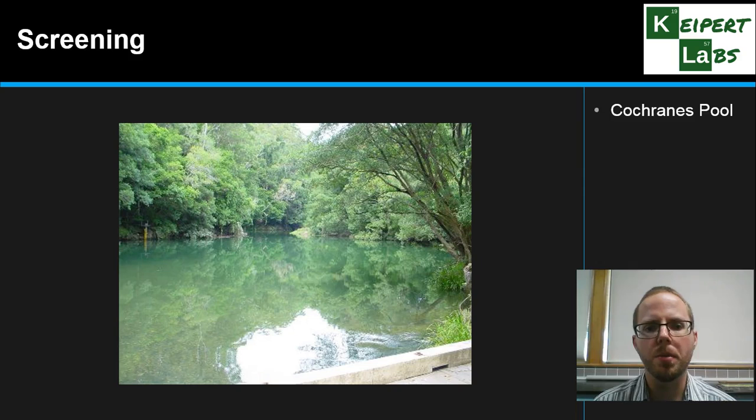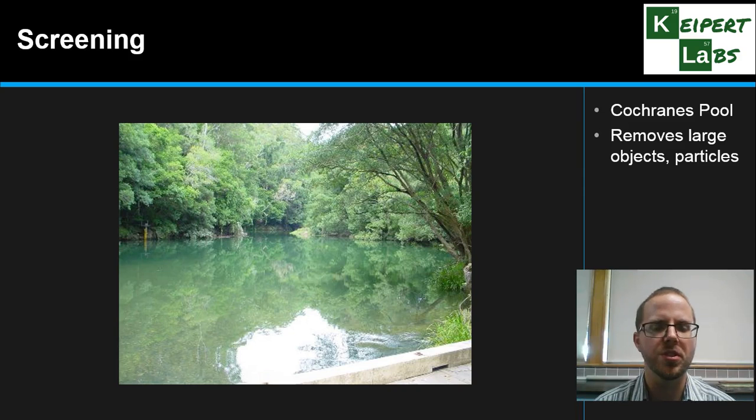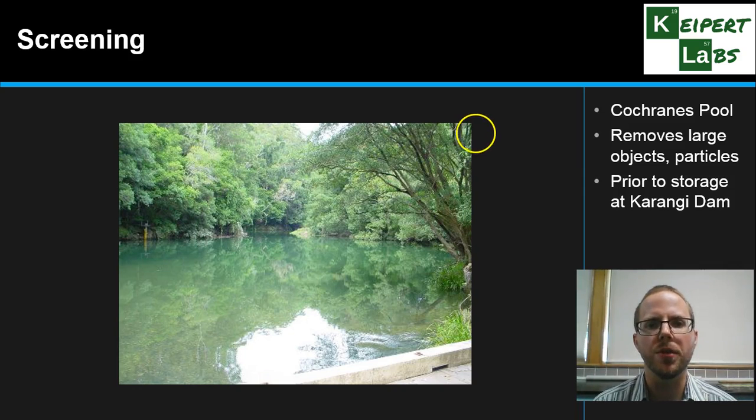But as you can imagine, pumping from a river, there's all sorts of things that might end up in the drinking water if you're not careful. So we go through a process called screening, which is designed to remove large objects, particles. It stops turtles and fish and things from making their way into the drinking water. So it's designed to remove these things prior to being stored. So it helps to improve the quality of the water that goes into the dam and therefore into the water treatment plant, because then that means it saves a hassle in the long run.